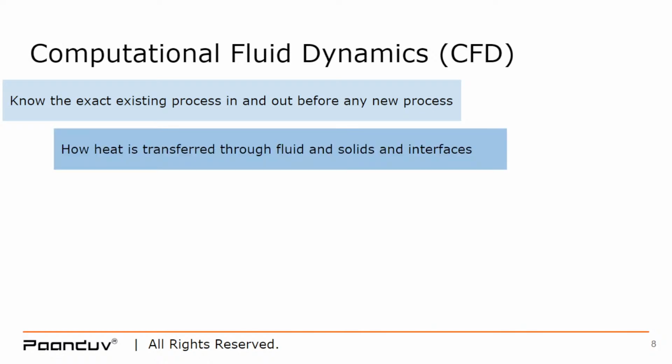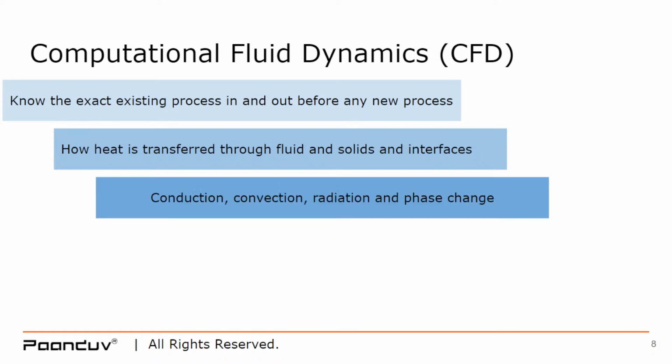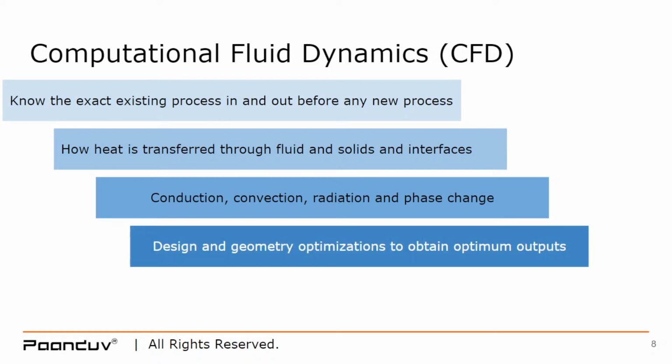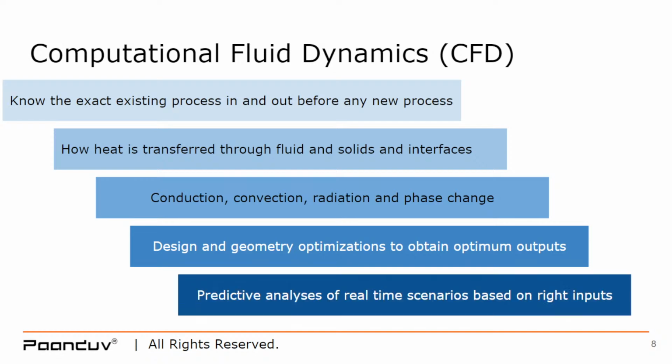We can understand how heat is transferred between fluids and solids. Different modes of heat transfer, such as conduction, convection, radiation, and phase change, can be captured. And using all this information, design and geometry optimizations are possible. Once design and geometry optimization is done, you can use that to deploy to real-time scenarios based on the right input scenarios, such as charging and discharging curves for an electric vehicle.